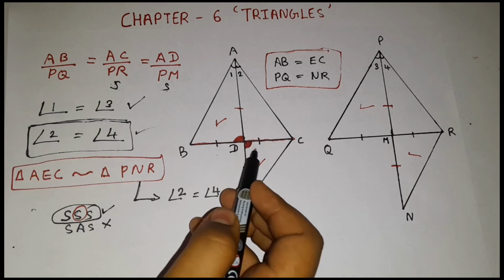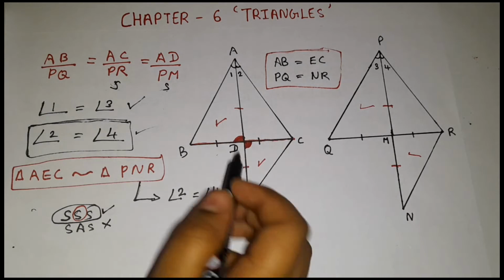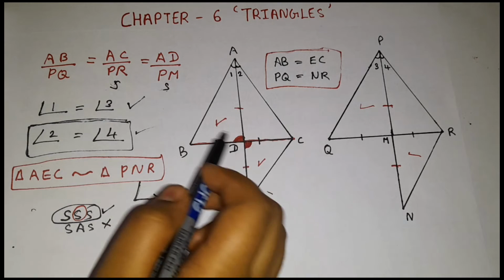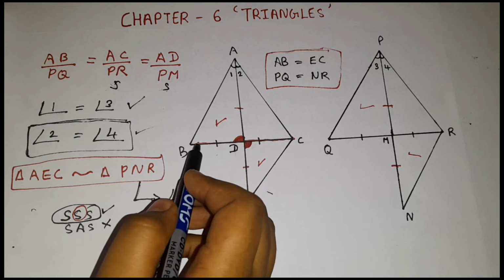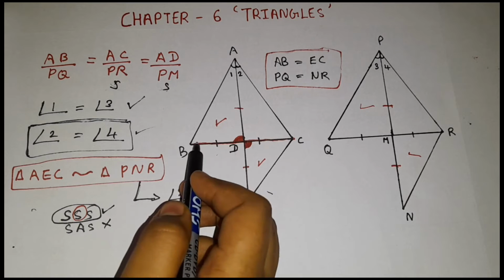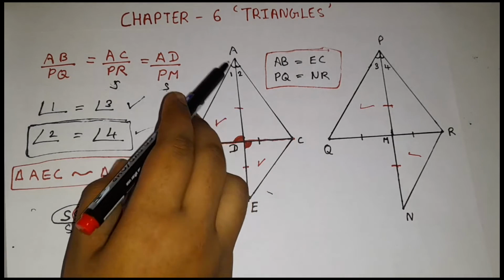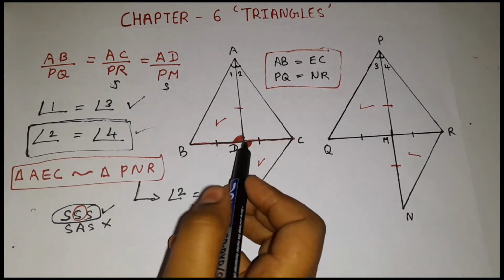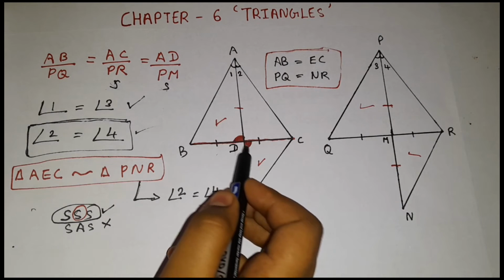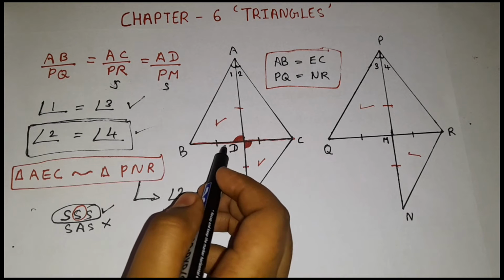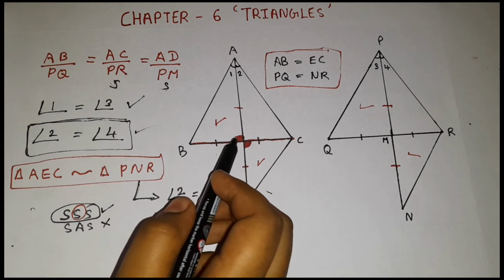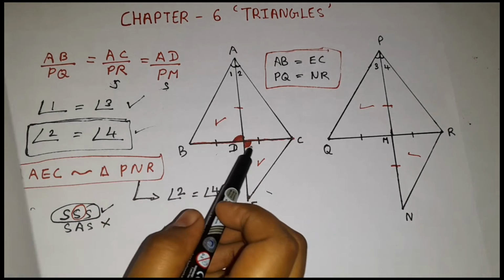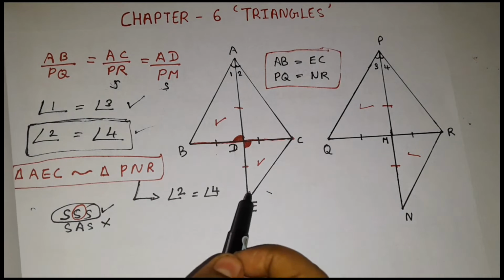You are supposed to find information in these two triangles. In these triangles, we are now proving they are similar, right? In both triangles, this is information: BD is equal to DC. This was also information: AD is equal to DE. And these both are vertically opposite angles, so angle ADB is equal to angle EDC.